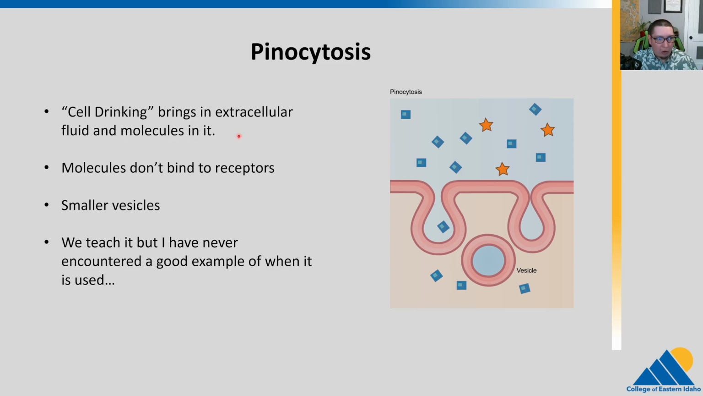I teach this because this is always taught, but I'm going to tell you that I don't have a really good example of where this occurs, but you might be asked this on some sort of standardized test in the future, like an MCAT or something like that, so I have to teach it. This one's called pinocytosis, and this is cellular drinking. It brings extracellular fluid and the molecules in it into the cell. So here you can see there's a bunch of extracellular fluid and these molecules are in it. So by budding in here, the fluid is brought in with the molecules that were in the fluid. The molecules don't bind to a receptor, so it's not as efficient as that previous process of receptor-mediated endocytosis.